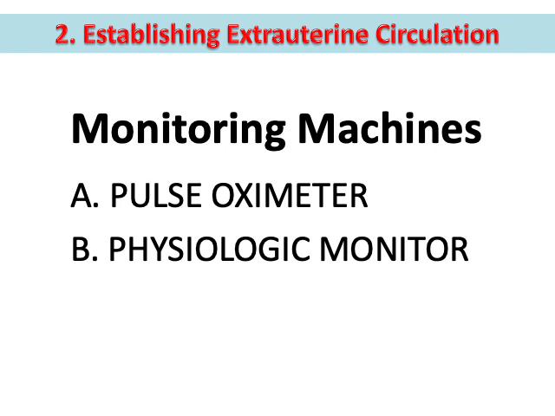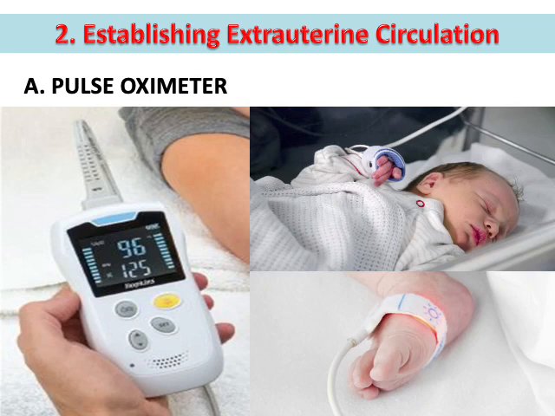These now are important monitoring machines when a child is in the neonatal ICU: pulse oximeter and physiologic monitor. This is a pulse oximeter. There is a probe attached either to the hands or the feet. In an adult, we usually see it in the fingers, sometimes in the ears. But because for a newborn, fingers are too small, we basically attach the probe in the hands or in the feet.